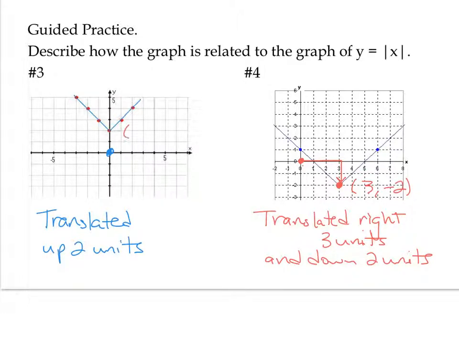A vertex in this one is at 0, comma 2. So you can see that translation right or left is that x value. The translation up or down is the y value. Down 2 units, up 2 units. So let's see how that can relate to the equation and the vertex.